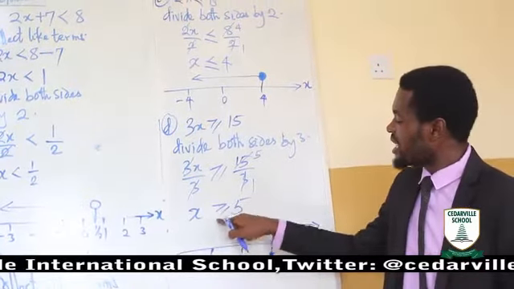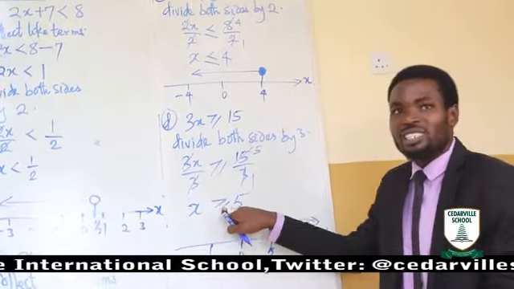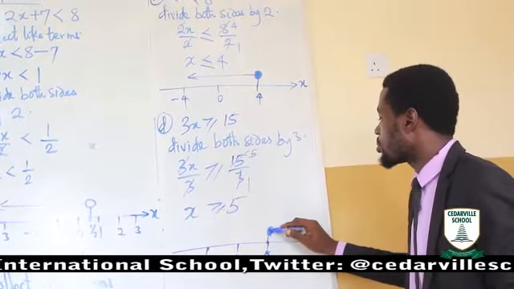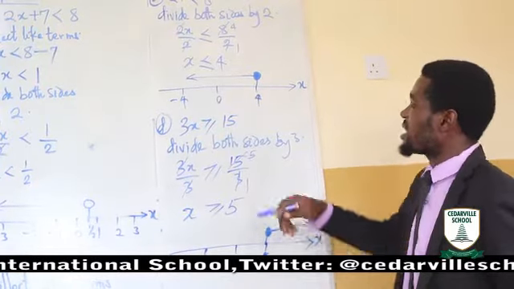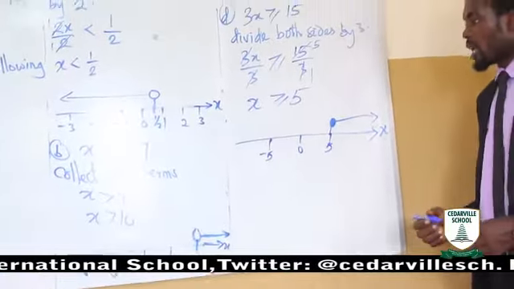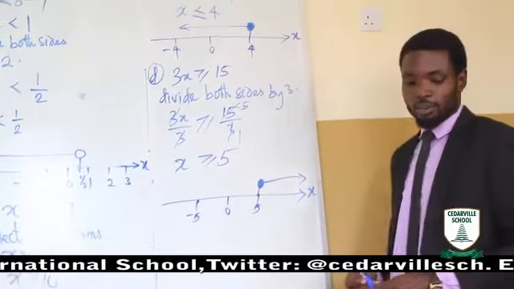And because of this greater than or equals, because of this equal to that is attached to it, you have to shade this circle. But if it is just greater than only, we don't need to shade the circle. I want to believe you understand perfectly.